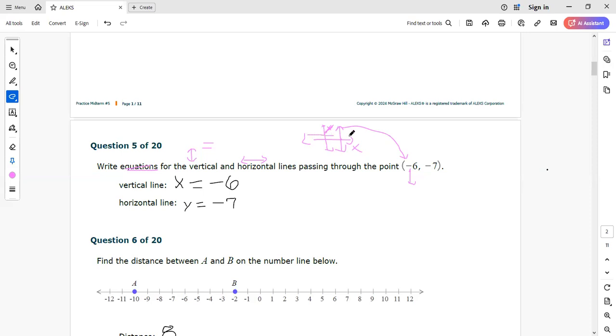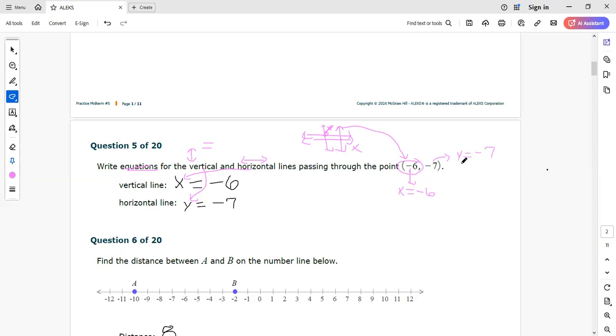When we have a horizontal graph, those horizontal graphs cut through the y-axis, okay? So our horizontal line is produced when the line cuts through the y-axis. Our vertical line is produced when the line cuts through the x-axis. And here we have our x coordinate as -6. So we know the equation that runs through the x-axis at -6. And our y coordinate is -7. So we know our equation that cuts through the y-axis is at -7.